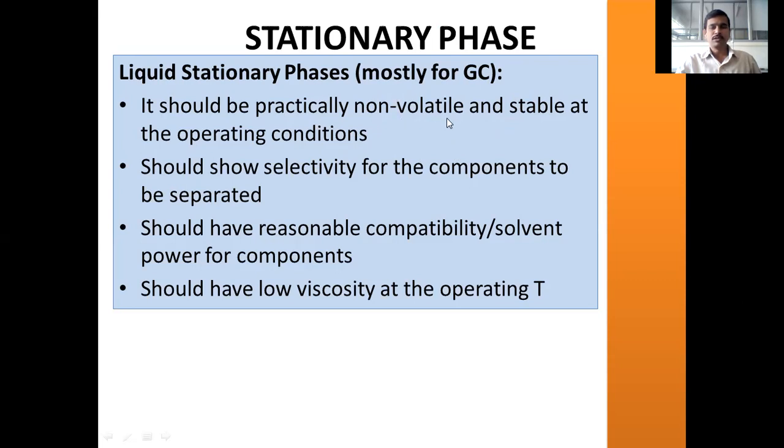It should not be converted into any ionizable species, or it should not be converted into vapor or ions, etc. So it should be stable. It should show selectivity for the components to be separated. So selectivity is very important here. If any stationary phase you are going to use is not selective, is less selective, then it is not going to be suitable. So selectivity is very important, and it should be reasonably compatible with respect to solvent.